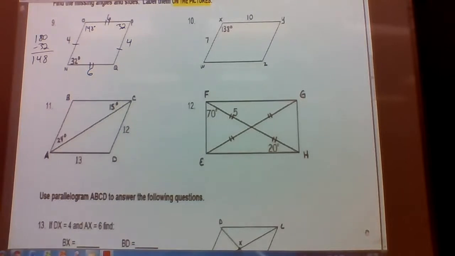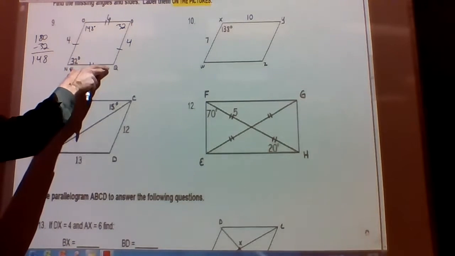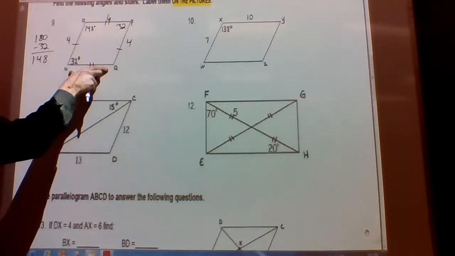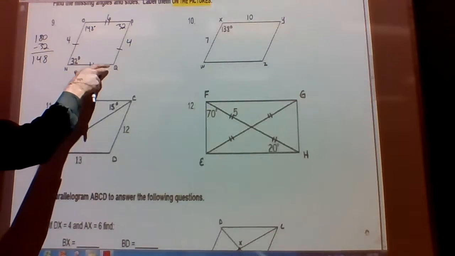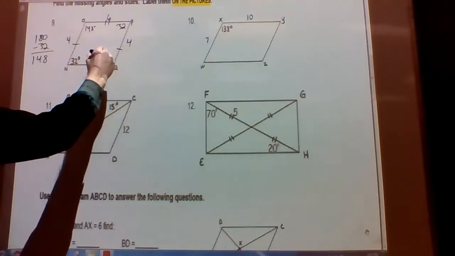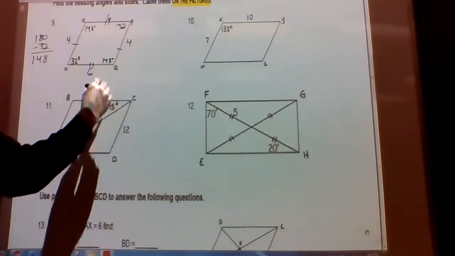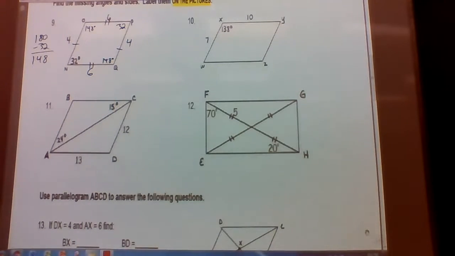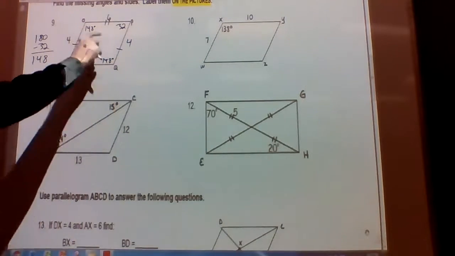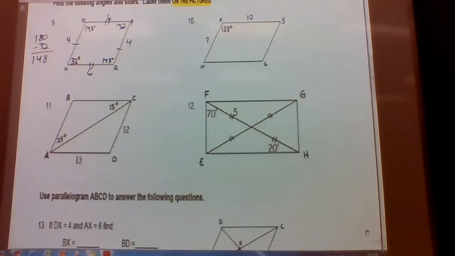Then we could say these two are consecutive angles, so they're supplementary and add up to 180, which makes this 148. Or we could say they are opposite angles, and opposite angles have to be congruent. So if angle O is 148, then angle Q would also have to be 148.